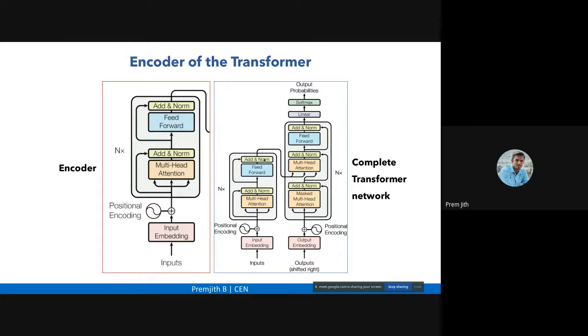On the right hand side you can find one complete image of the transformer network, and in that image you can find the decoder. The decoder starts with output embedding, masked multi-head attention, add and normalization, multi-head attention, add and normalization, feed forward, add and normalization, linear, softmax. Finally we go for classification. Softmax produces the output probabilities, so you are getting a probability distribution at the output. Now we are focusing on the encoder because the BERT algorithm is based on the encoder.